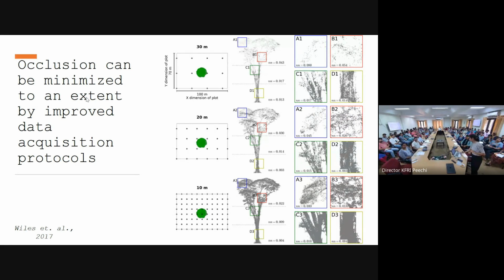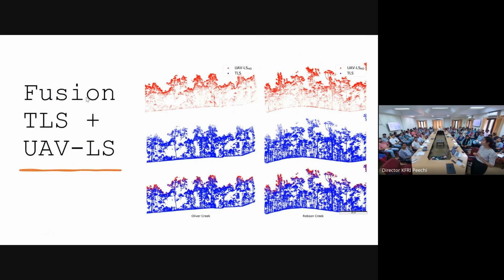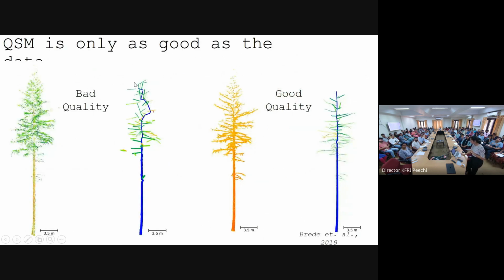Another way to go about it is if you have UAV LiDAR data, if you're so rich and you have multiple, super expensive sensors, and you have UAV and you have TLS, you can fuse them both. And then you can minimize the occlusion to a greater extent as well. And here is an example which shows the top areas densely covered just by fusing these 2 data sets.